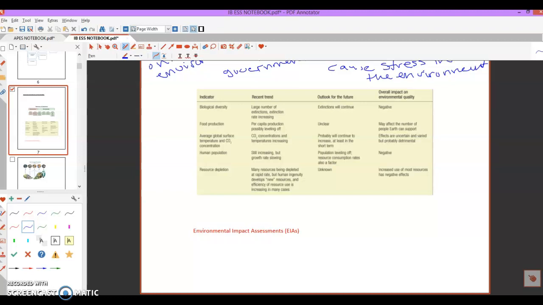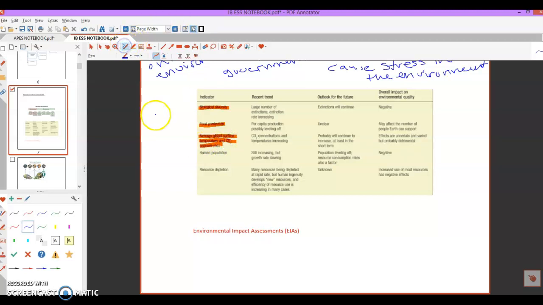Now, these are very specific ones, and I'm going to get my highlighter tool out. The first indicator we have is biological diversity. So how many different animals and plants do we have living in an area? We do know that our extinction rates are increasing. Food production, with more humans on the earth, we obviously need more food, so that's going to impact the environment. We have average global surface temperature and carbon dioxide concentration.